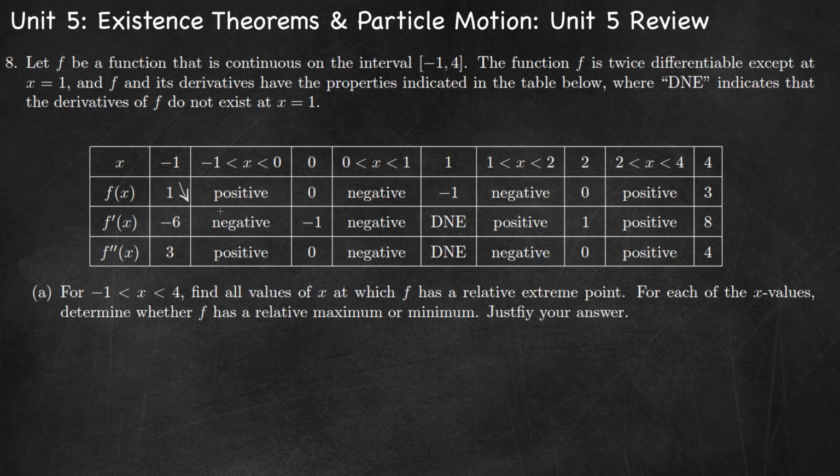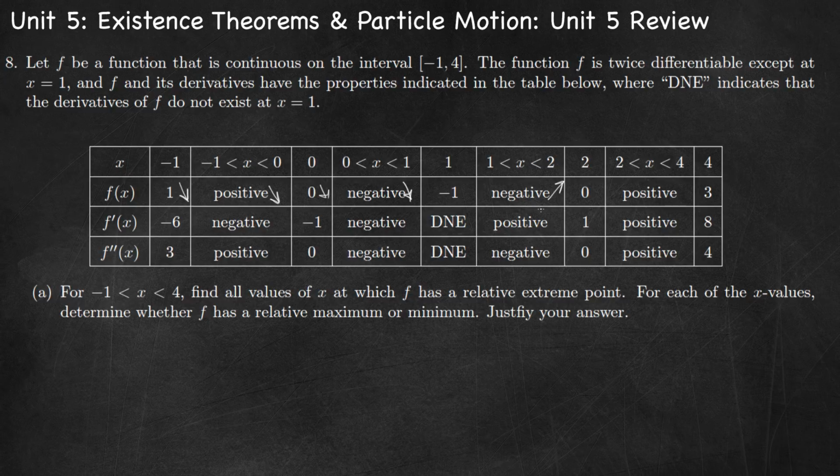And in between -1 and 0, the derivative is negative. So f is decreasing. At 0, the derivative is -1, still negative, so still decreasing. Between 0 and 1, derivative is still negative, so f is still decreasing. It's decreasing this entire time until we get to 1, where the derivative doesn't exist. After 1, in between 1 and 2, the derivative is positive, telling me that f is increasing.